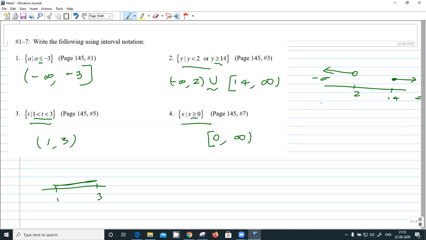Okay. If you want to represent it by a figure, whenever some number is included, you put a filled circle. The number which is not included, you put a hole. That's an indication that that number is not included. Okay. Right.